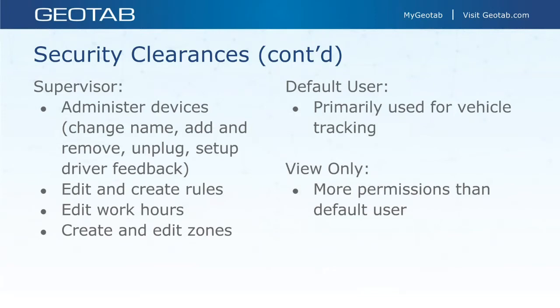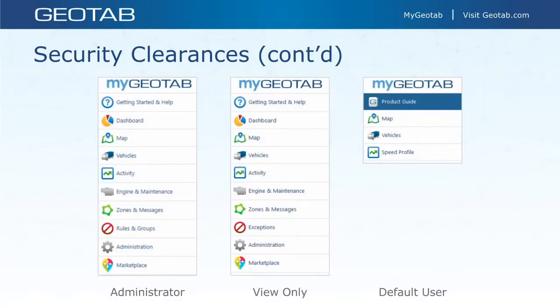The names are a little bit misleading because a view-only security clearance actually has a lot more permissions than a default user does. A default user security clearance is mainly going to be used for users just concerned with vehicle tracking. And I'll show you exactly what I mean.